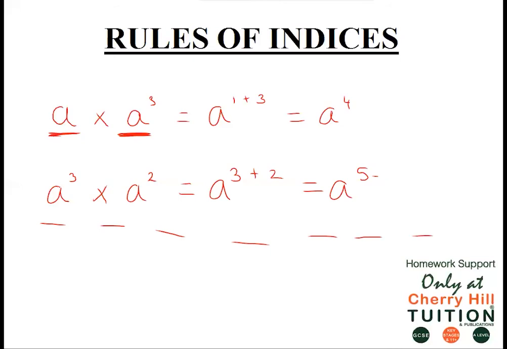Now, when we're dividing, so let's think of b to the power of 2 divided by b to the power of 3. This is the same thing as b to the power of 2 minus 3, which is b to the power of minus 1. So the base numbers have to be the same. When we're multiplying base numbers, the powers can be added together. When we're dividing, then the powers can be taken away from each other.